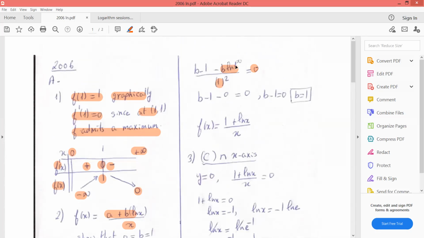b minus 1, ln 1 is 0 times b is 0. So b minus 1 equals 0 and b equals 1. Then f(x) equals 1 plus ln x over x. Any questions? No. Okay.